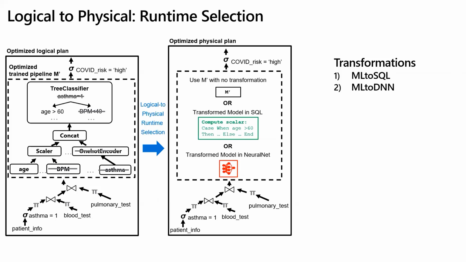The other transformation is ML to DNN, where we translate traditional ML operators to equivalent DNNs that can be executed on highly efficient DNN engines like PyTorch, TensorFlow, and Onyx runtime. For this transformation, Raven leverages recent work on the Hummingbird project from Microsoft. This is very important performance-wise, as DNN engines support out-of-the-box hardware acceleration through GPUs and FPGAs.